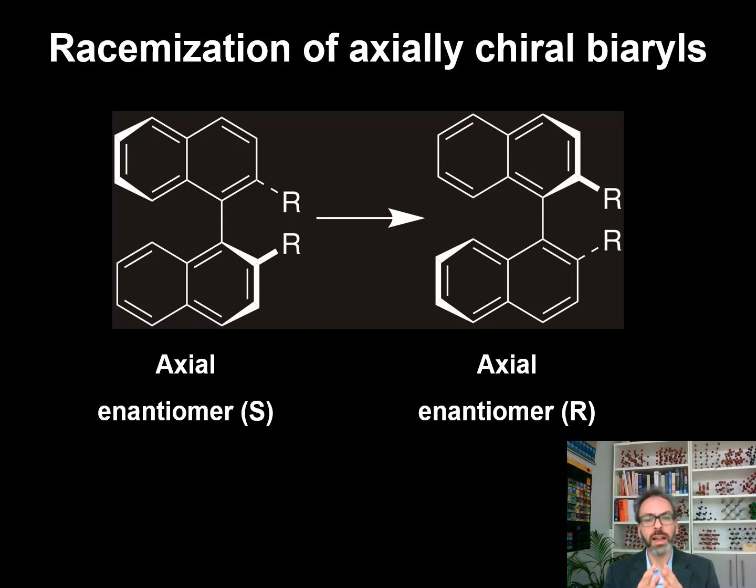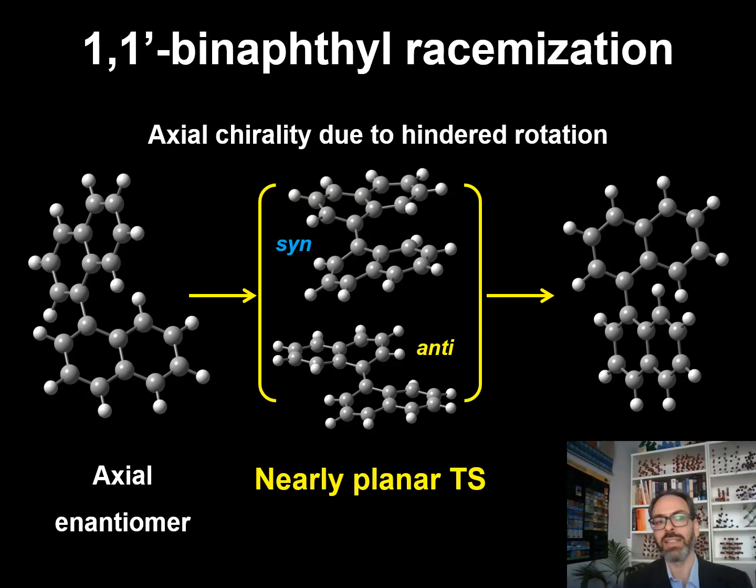So let's start with biaryls, such as the ones that we see here. And these biaryls can exist as configurationally stable axial enantiomers that can interconvert between each other through planar or nearly planar transition structures. So let's start with the most simple biaryl of this type, binaphthyl. Here we see the two axially chiral enantiomers that we have, and the transition structures through which they can interconvert. We have a syn-type transition structure and an anti-type transition structure.